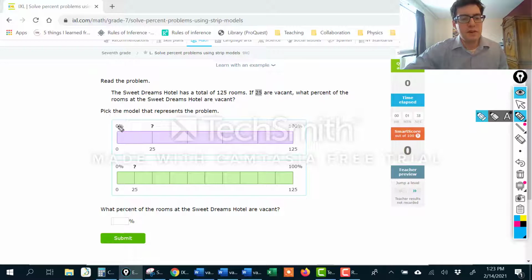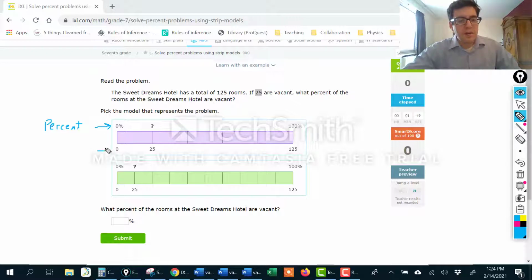I can see that in this model here, the percentages are at the top. Okay, we have 0% on the top, and we also have 100% on the top. And we have the number of rooms on the bottom, okay, 0 rooms or 125 rooms. And it looks like it's the same for this model over here. On the top, we have the percents, and on the bottom, we have the number of rooms. So 25 is not a percent, that's a number of rooms. So it should be going on the bottom of both of these strip models, and it looks like it is going on the bottom.